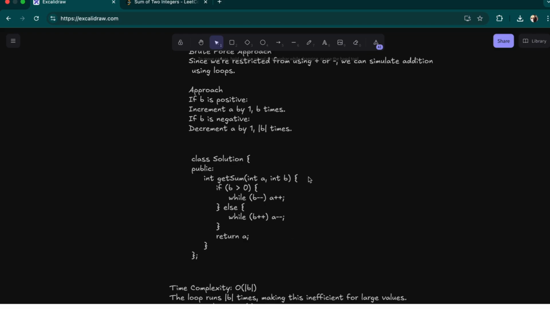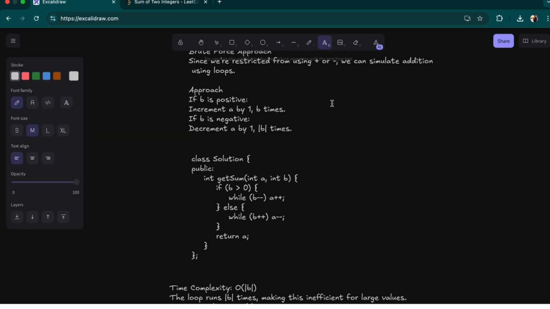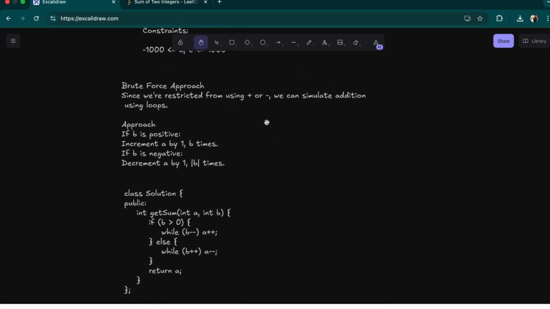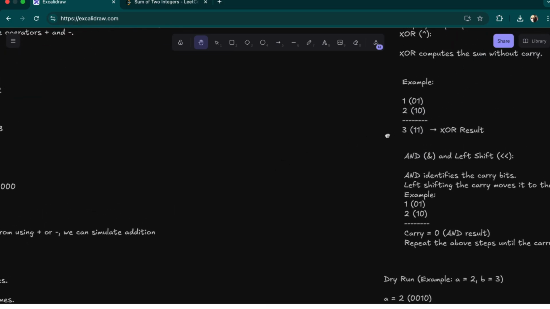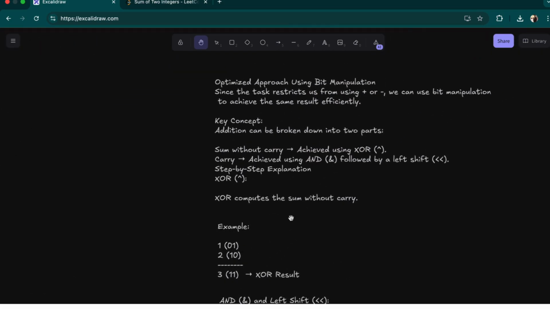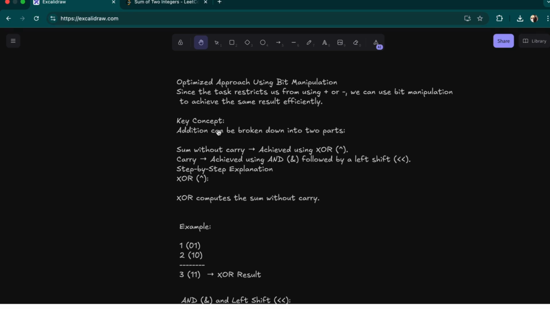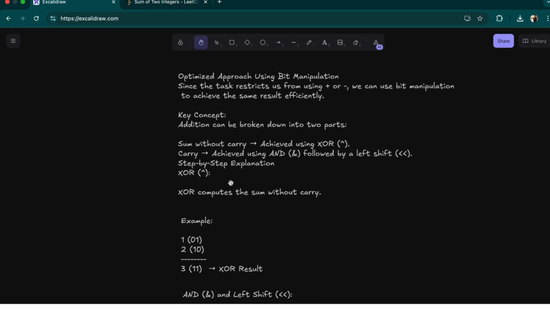So what we will do is use the concept of bit manipulation for the optimal approach. We have a task which restricts us from using plus or minus, so we can use bit manipulation to achieve the same result efficiently. Addition can be broken down into two parts: sum without carry, achieved using the XOR operator, and carry, achieved using the AND operator followed by a left shift. Step by step explanation I will tell you.